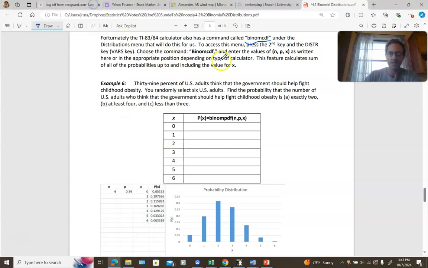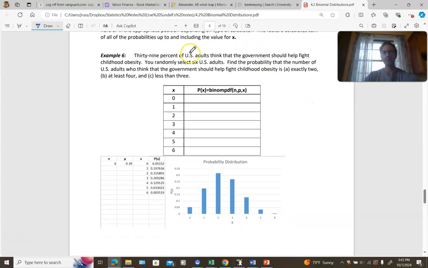And so what this one does, guys, is you're still going to need to enter the values for the parameters n and p, and then when you enter a value for x, you're not entering a value for just that specific number. You're entering values for x up to and including that number. Okay, so that's why this function is so useful, so helpful here. So this feature calculates the sum of all the probabilities up to and including the value for x. Okay, so let's look at an example here.